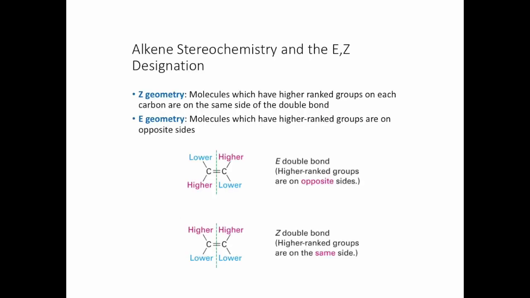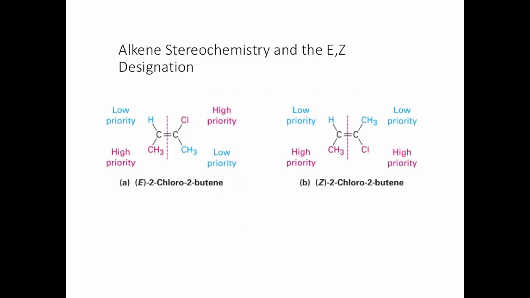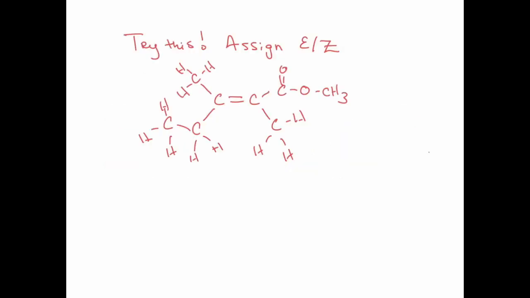So again, this just shows you how you have the higher priority groups opposite to each other, and that gives you the E double bond. And if they're on the same side, it gives you the Z double bond. And then when you name these things, we actually want to incorporate the E or the Z designation in parentheses at the outset of the name. Now try this. See if you can assign EZ stereochemistry to this alkene.